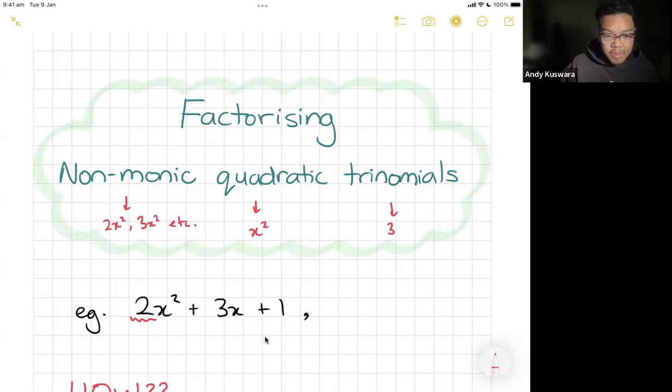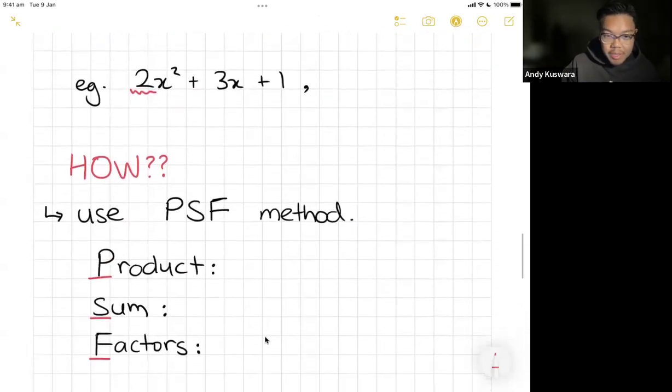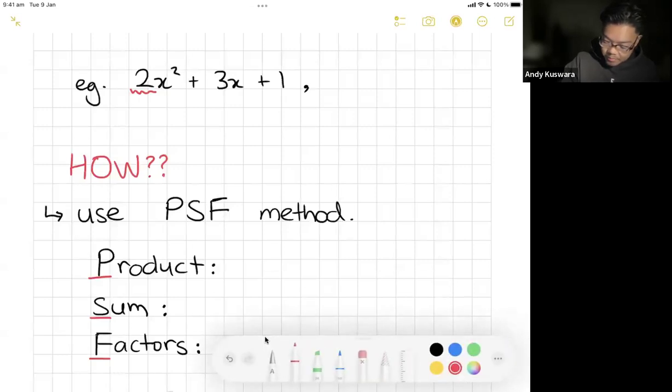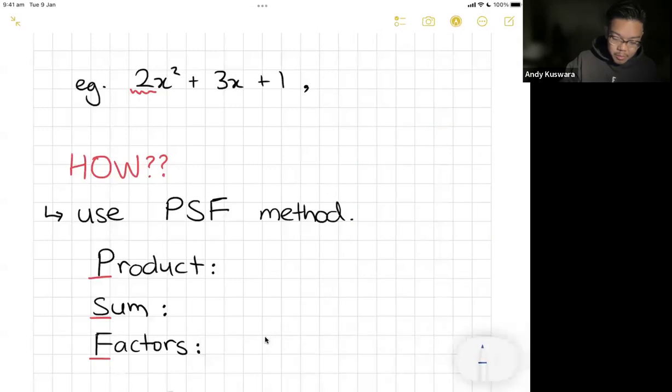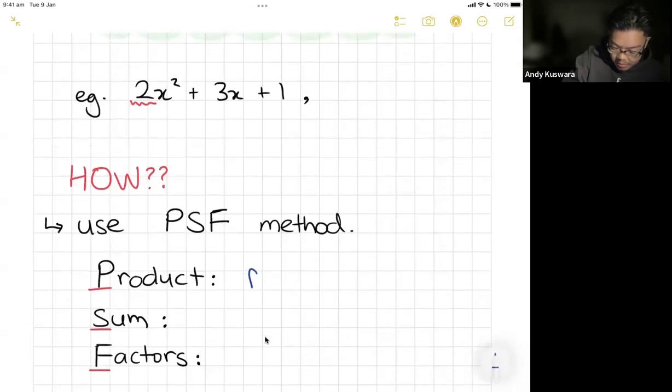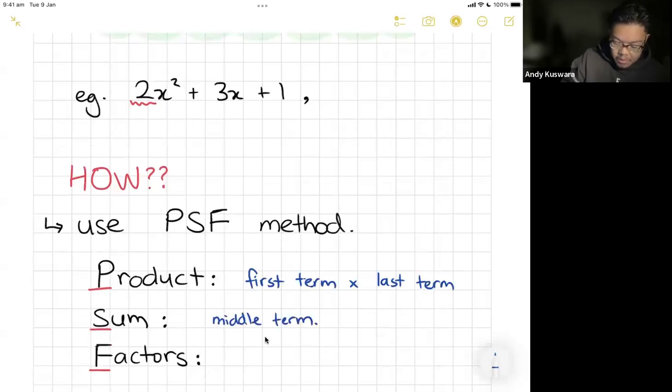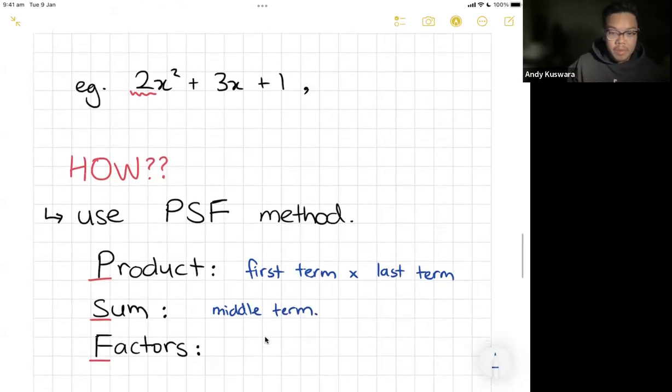Okay, so we've got this. How do we do this? I'm still going to use the PSF method. This time the product's going to be slightly different. The product is the first term multiplied with the last term. Your sum is still the middle term. And then we find our factors, which is the two numbers.